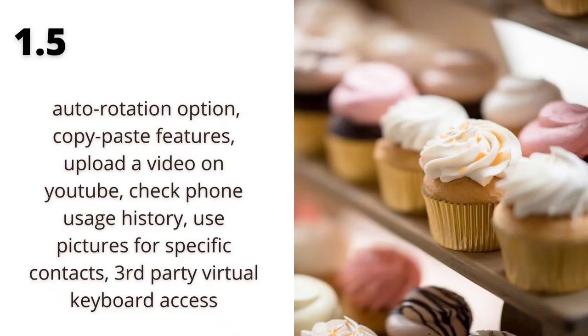Next, Android version 1.5 was released in April 2009. This version was named after a dessert named Cupcake. The features in this version include auto-rotation option, copy-paste features, upload a video on YouTube, check phone usage history, use pictures for specific contacts, third-party virtual keyboard access.